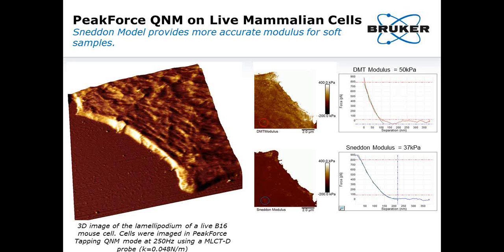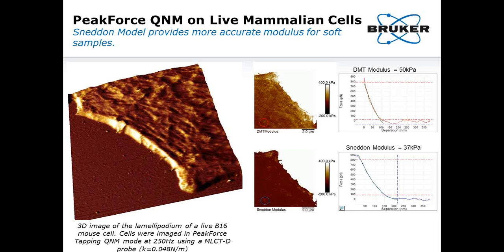Now, this image was collected in about 8.5 minutes. A similar force volume image collected at a ramp rate of 2 Hz with the same spatial resolution would actually take about 9 hours to collect. At the same time that we acquired this topography image, we also collected both the DMT and the Sneddon modulus data channels shown on the right.